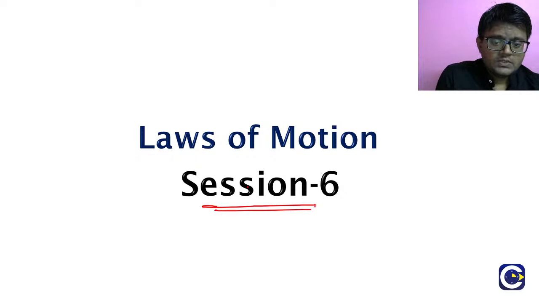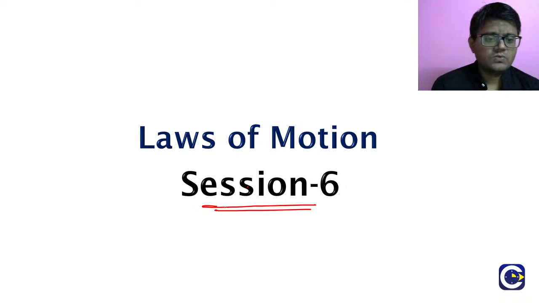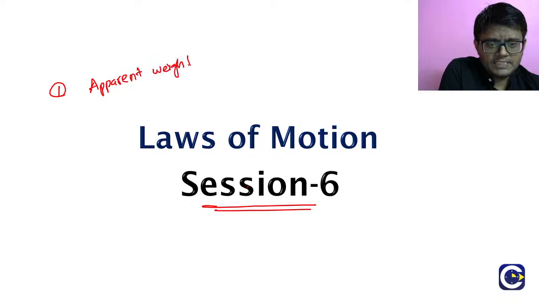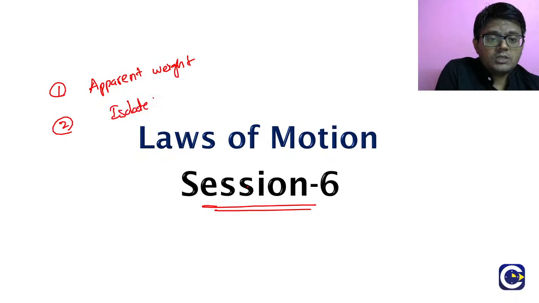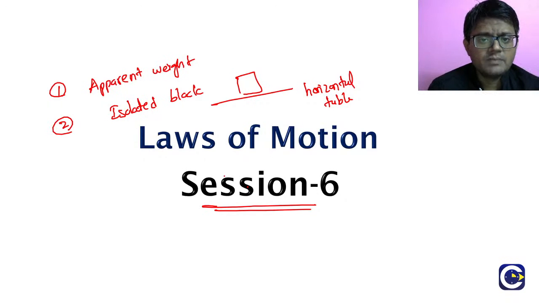So we have seen a couple of arrangements of the objects. What are the things that we have basically seen? One idea that we covered in session 5 is the concept of apparent weight. We also looked at the scenario of an isolated block on a horizontal table, where we apply a force on it. So we have seen a couple of scenarios of how we apply the force.